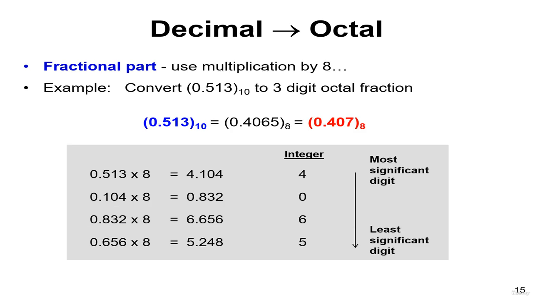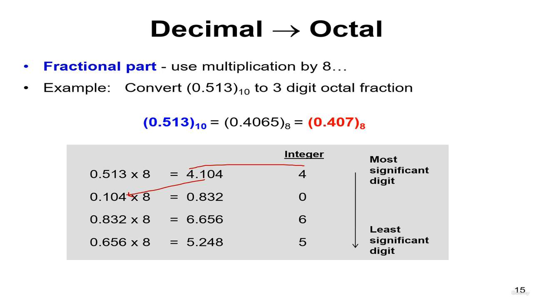That was the previous slide. It was for the integer part, right? For the fractional part, we would use the same rule that we used for binary. We would continuously multiply it by 8, right? So this is 0.513. Multiply it by 8, it would give us 4.104. We would note this number, and 0.104 would again be multiplied by 8. 0.104 multiplied by 8 gives us 0.832.